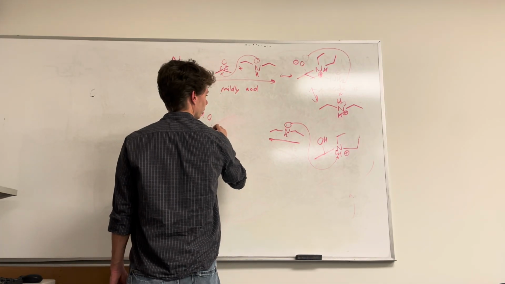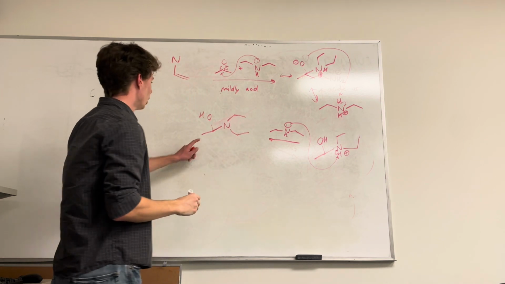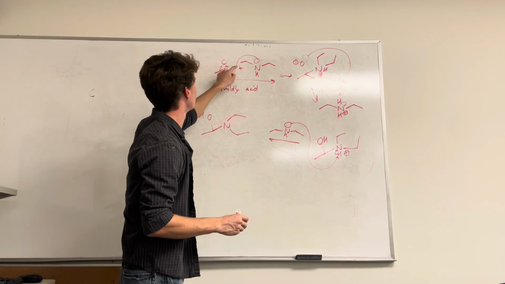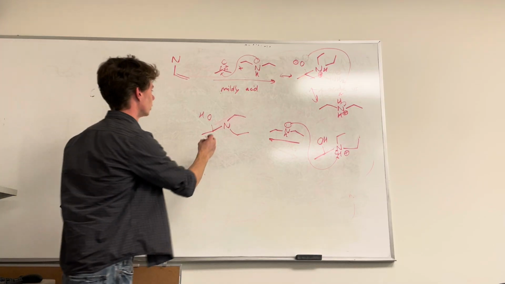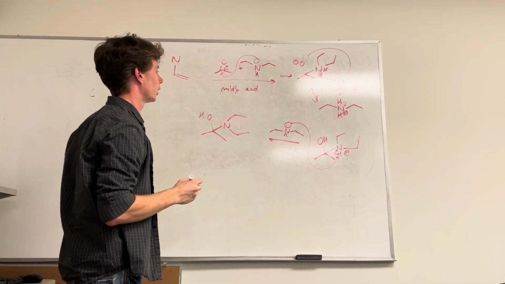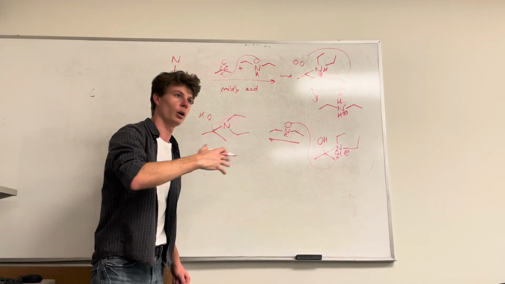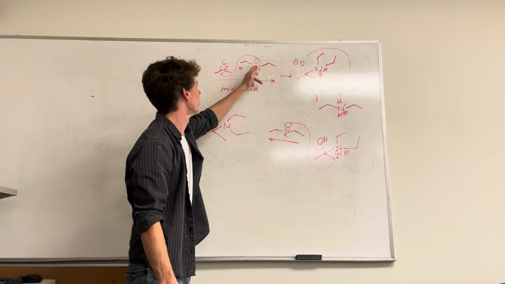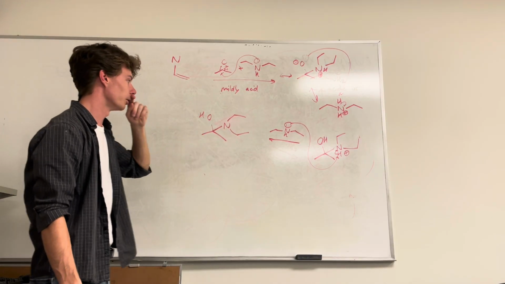OH group. Nitrogen and my two ethyl groups. 1, 2, 3, 4, 5, 6 carbons. 1, 2, 3, 4, 5, 6, 7 carbons. I screwed up somewhere. Right there. Okay. You see I miss carbons sometimes too. Always a good way to check. My starting material, 1, 2, 3, 4, 5, 6, 7 carbons. 1, 2, 3, 4, 5, 6, 7 carbons. Okay?